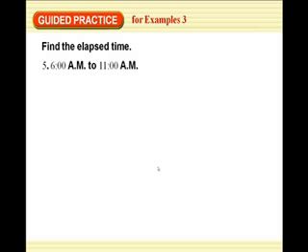All right, we got 6 a.m. Find the elapsed time, 6 a.m. You guys, all I do is this. I count it. Ready? 6 a.m., 7, 8, 9, 10, 11. I'm counting on my fingers. I got 5 fingers, so it is 5 hours. That's what I got when I counted it. Let's see what happens. That's it.